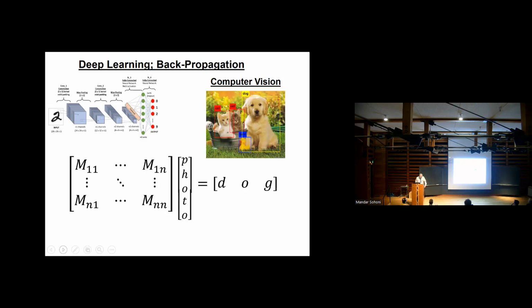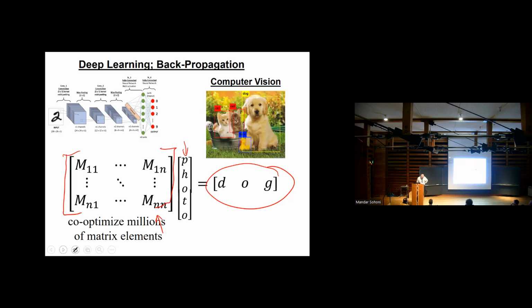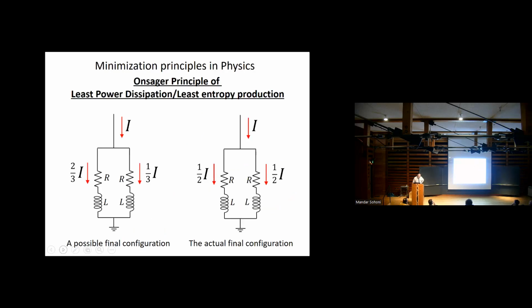And just to indicate how important optimization is, when we're doing deep learning, we have to optimize all the matrix elements in a big matrix. So when we act on a photo, which is reduced to a vector, it gives you the correct expression. So it's a major league optimization problem with many different numbers that have to be co-optimized, which is rather difficult. But this is something that we can do. And so the question is, can we use physics to do it? One of the principles that is most commonly used, but very little discussed, is the Onsager principle.